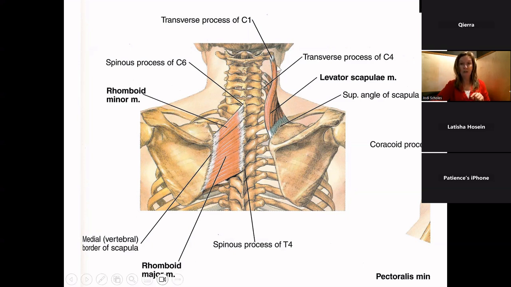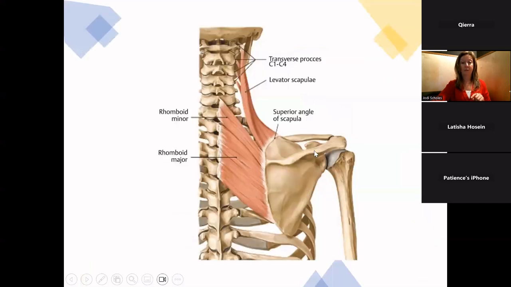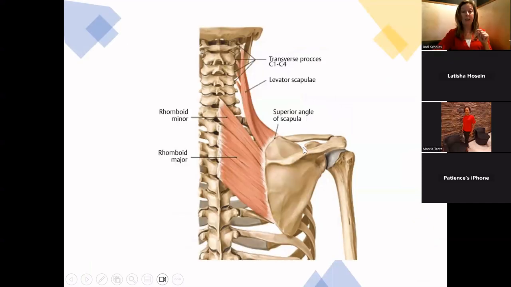Got another picture here of the levator scap. Nice picture here too of the scapula, a beautiful picture of the spine of the scapula on both sides. Let's pause here for a moment and look at the superior angle of the scapula, because there are different angles of the scapula, and the rhomboids here are inserting into the medial aspect.